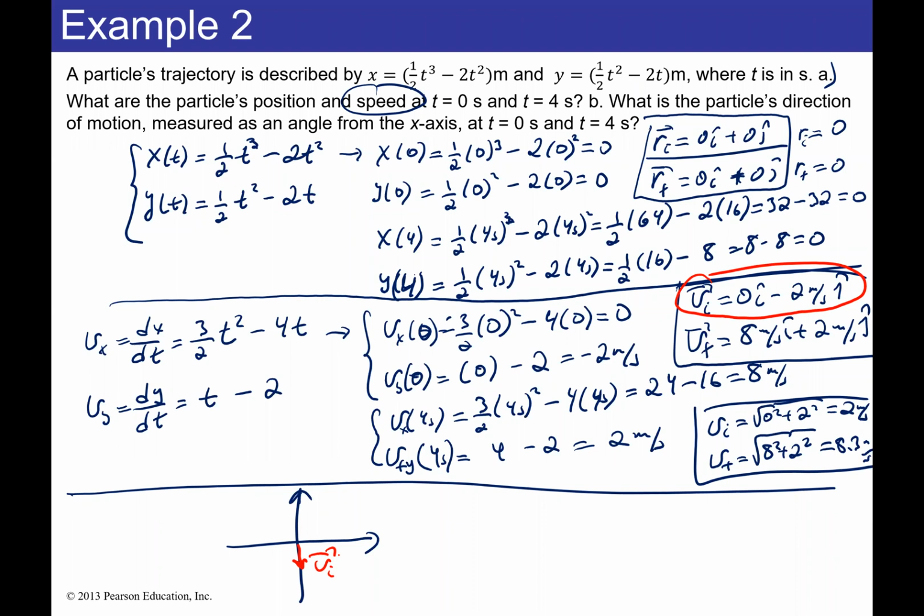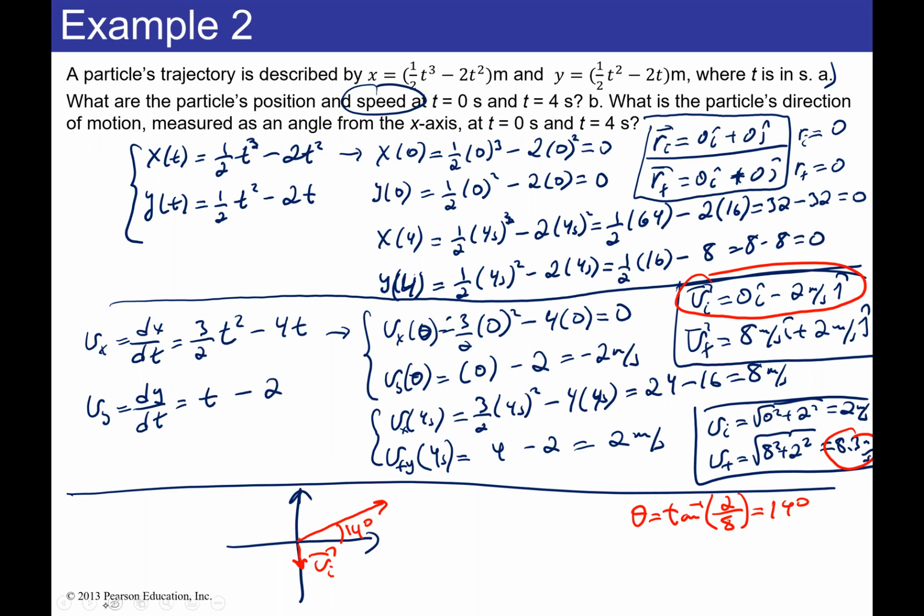For the magnitude of the final velocity, I have this 8.3. But what is the direction? Well, I can use the inverse tangent, where it's 2 over 8, and I can calculate this to be 14 degrees with respect to positive x. That means the final velocity is 8.3 meters per second, which is a little over 4 times longer, at 14 degrees. So it's something like that, maybe even longer, but let's say this is 14 degrees.